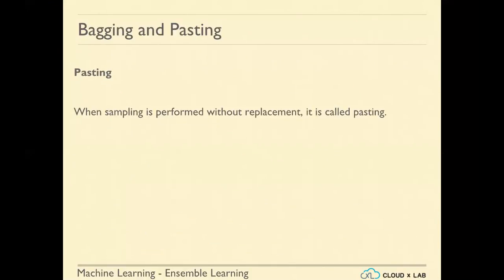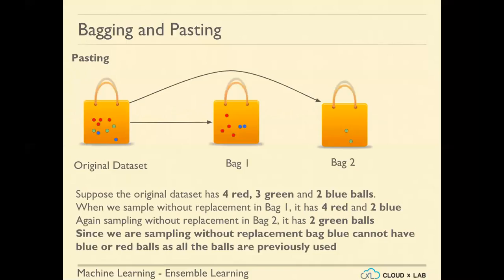The other idea is pasting. Pasting is like cut and paste. We took out, but we did not put it back before taking another sample. So when sampling is performed without replacement, it is called pasting. If this was the original data set and we took this sample, the second sample would be from the remaining part. Let's say here we took 4 red and 2 blue. We were left with 3 whites. Out of 3 whites, we took 2 in the second bag.